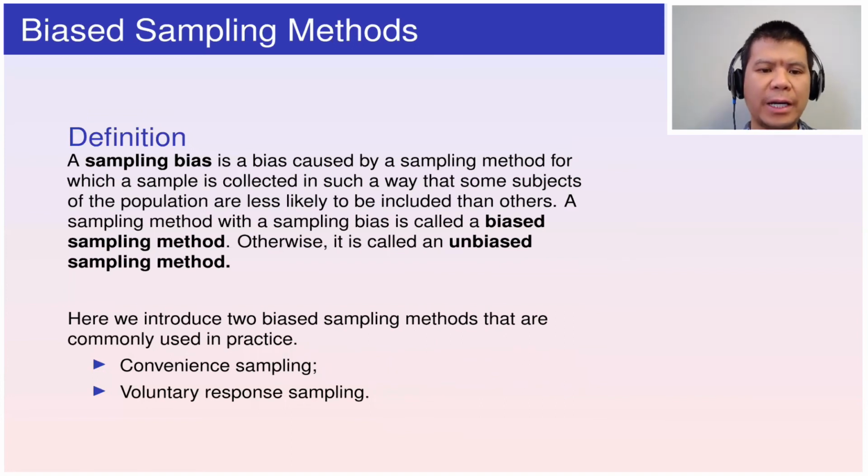A sampling bias is a bias caused by a sampling method for which a sample is collected in such a way that some subjects of the population are less likely to be included than others. So that's not equally likely. Some are less likely than others. Therefore, there is a sampling bias.